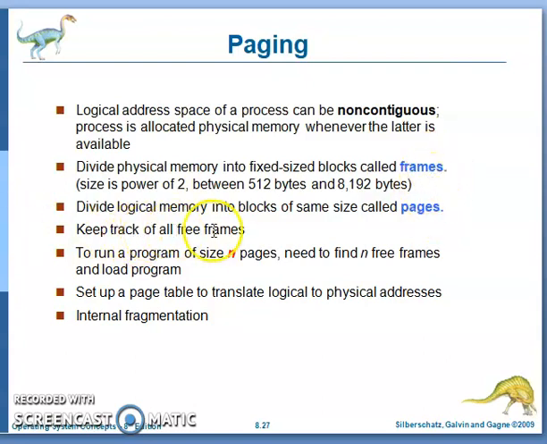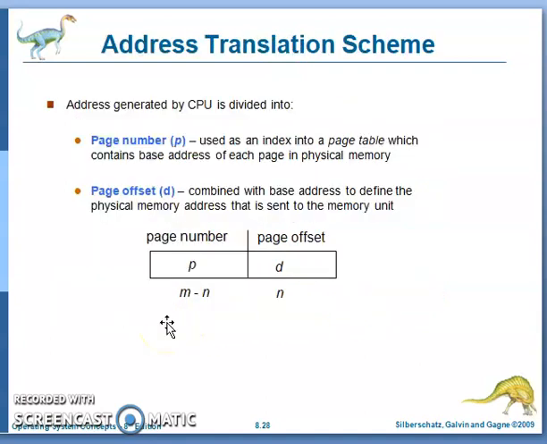And you keep track of all free frames, that means available memory. To run a program of size n pages, you need to find n free frames and load the program. All n pages should be loaded into the physical memory at n free frames. Set up a page table to translate logical to physical addresses, and there is internal fragmentation. Address translation: the address generated by the CPU is divided into two parts, the page number and the page offset.